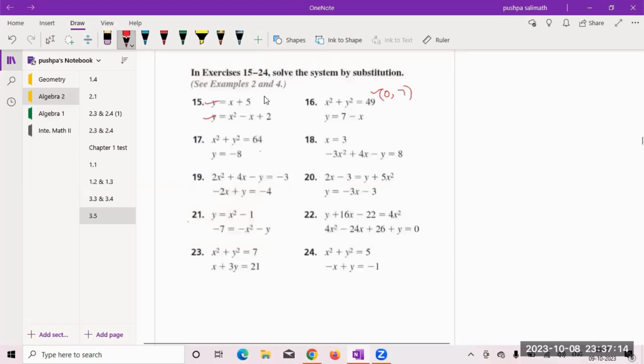For that, I'll solve one example just to see. So if I go for problem number 15, what I'm having here is y is equal to x plus 5, right? And y is equal to x square minus x plus 2. So here it is what? Substitution method, okay? Substitution method means in the place of this y, I need to substitute this one. So as both y are equal, I can write this as x plus 5 is equal to x square minus x plus 2.